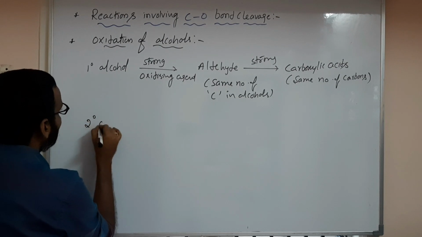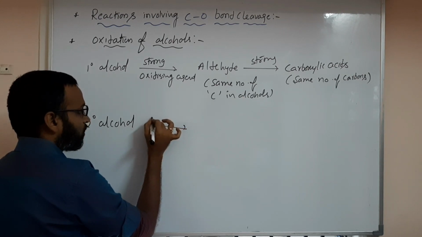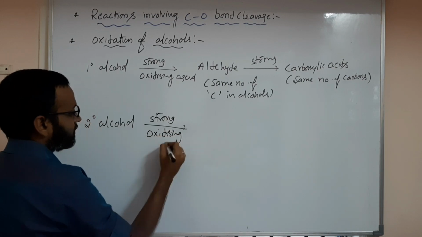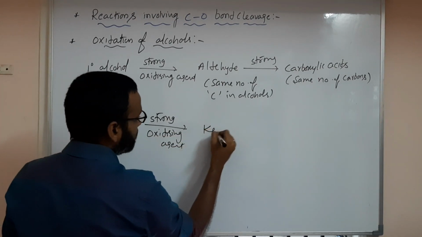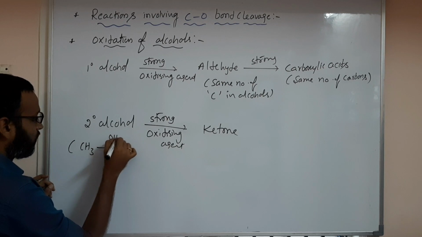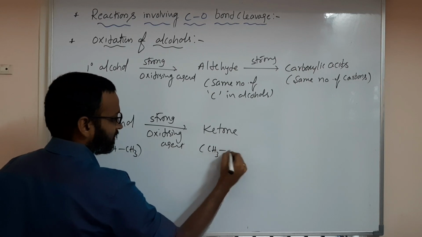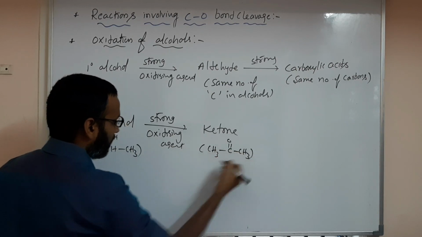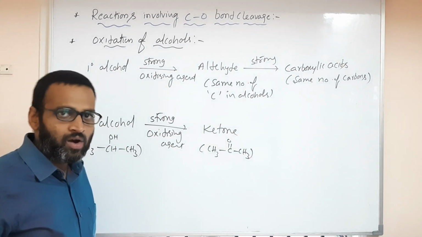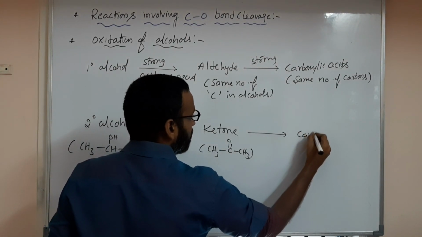If I am taking secondary alcohol and using the same strong oxidizing agent, then you will get ketone actually. Secondary alcohol, for example CH3, CH, OH, CH3. Then what will you get? CH3, C double bond O, CH3. What happened? Hydrogen from here, hydrogen from here. H2 removal. Removal of hydrogen is nothing but oxidation. So this ketone will form. And further this ketone converts to carboxylic acid.